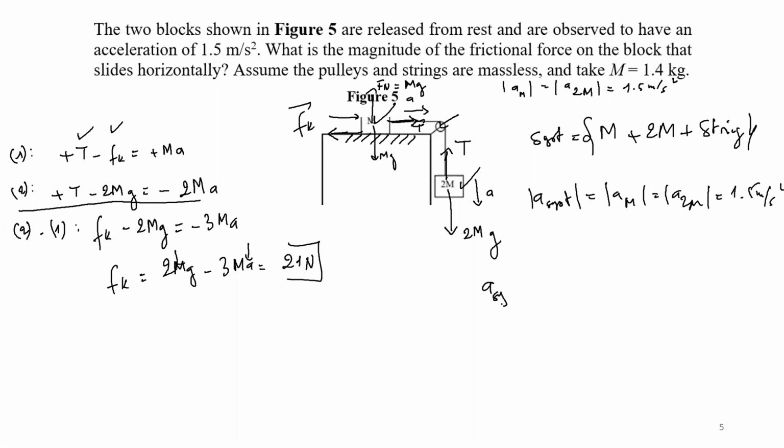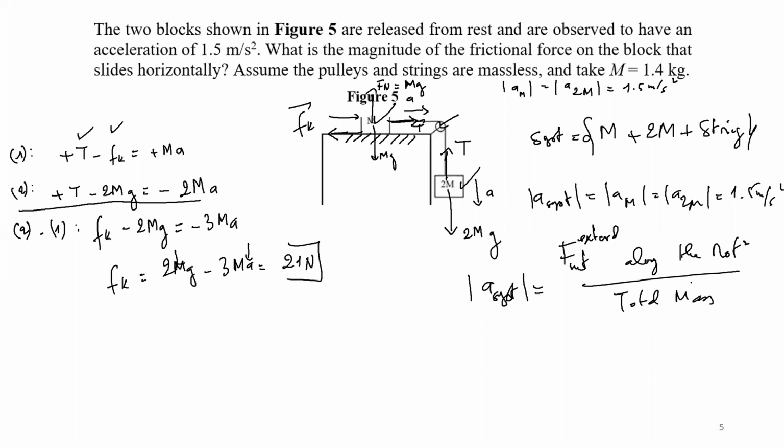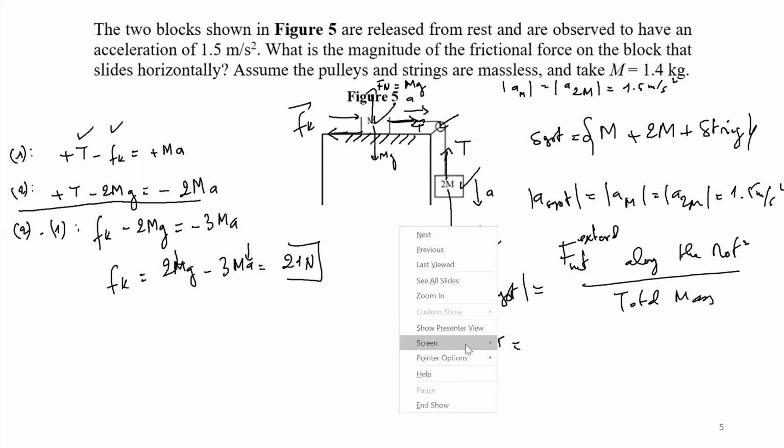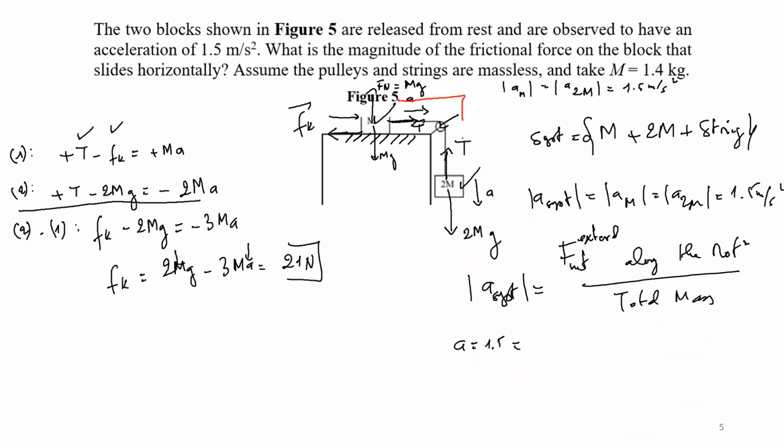But you know that for the system now, I can apply Newton's second law. What is the magnitude of the acceleration of the system? The net external forces along the motion divided by total mass. So basically A, which is 1.5, is equal, what is the net external forces along the motion? Let's study the motion first. So the motion here, let me draw it, you will see, is very simple. It's just this motion. This one is moving toward the right and this one is moving downward.